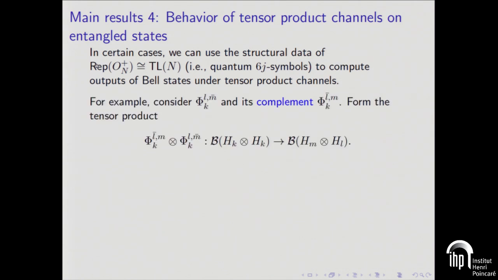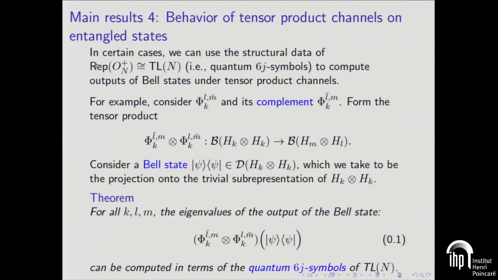We're going to again consider the same phi, and I'm going to look at phi tensored with its complement, or rather the complement of phi tensored with itself. That'll give me a map from H_K into H_K tensor H_M tensor H_L, and again what I can do is consider a quantum group invariant Bell state living inside of here, and ask, what is the output of the Bell state in this situation? So I have phi complement tensor phi.